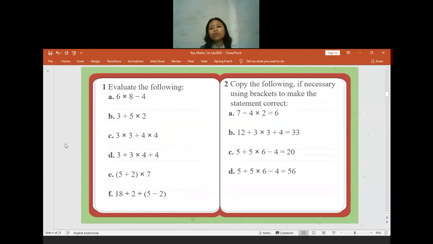Anyone want to help me answer question 1? How much will it be? Anyone want to try to answer? 44. 44. Okay. If you get a different answer or are confused, feel free to ask. Correct, for question 1A it's 44. What about 1B? Anyone want to tell me?